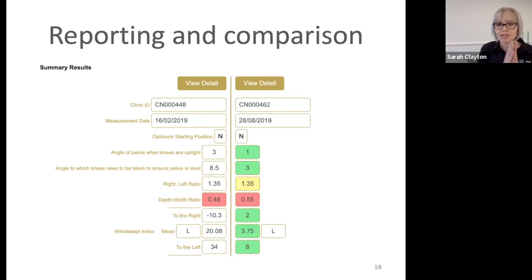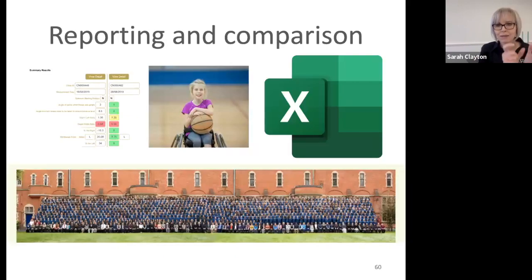It's also not just that individual person's results. We can take those key data sets, get friendly with Excel, and start to think about whole groups of people. What's the average depth-width ratio of this lot? They could be your key stage 1 children, they could be your key stage 2 children. What are we doing over time to protect the body shape of these children as they go through our system?